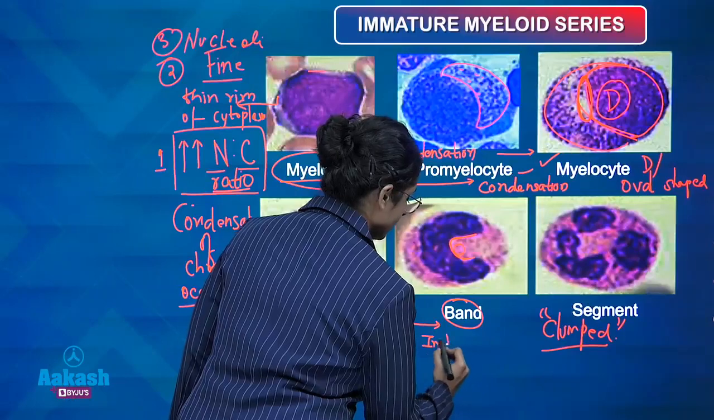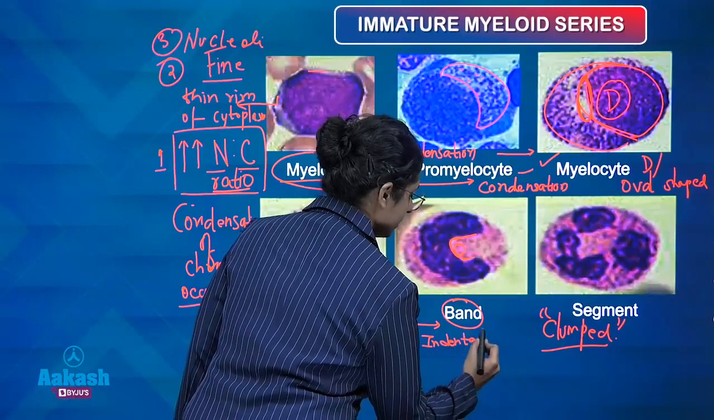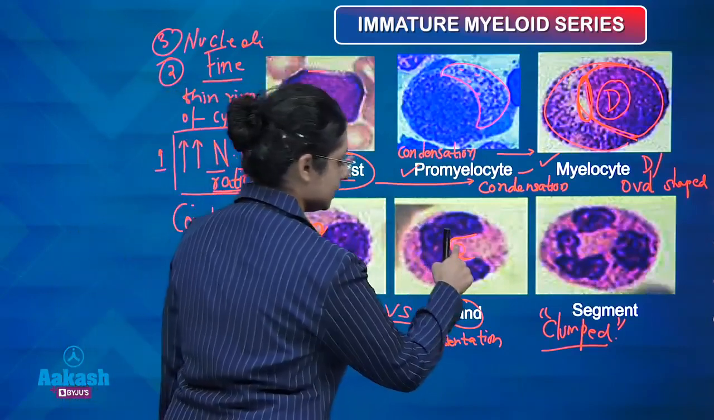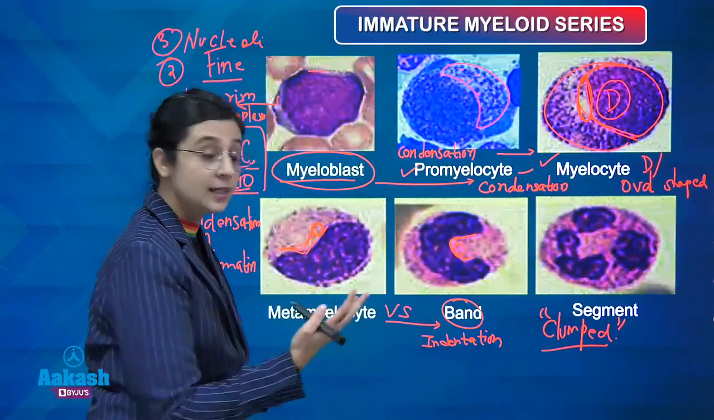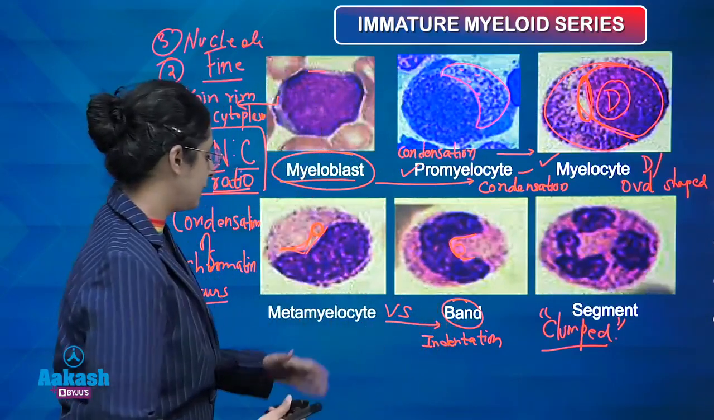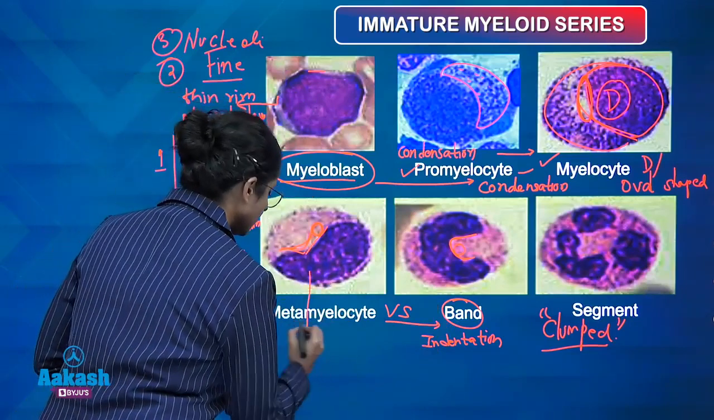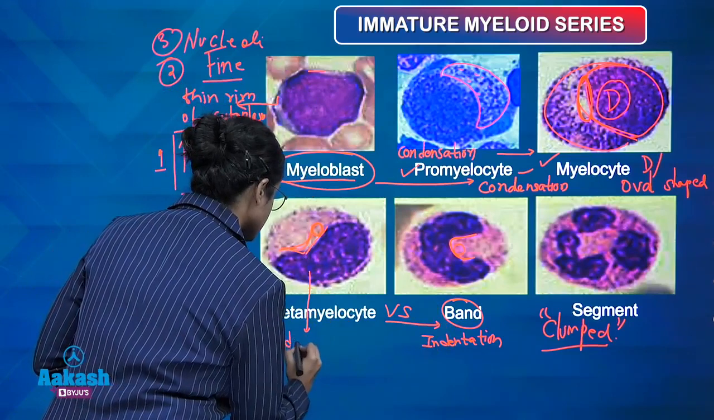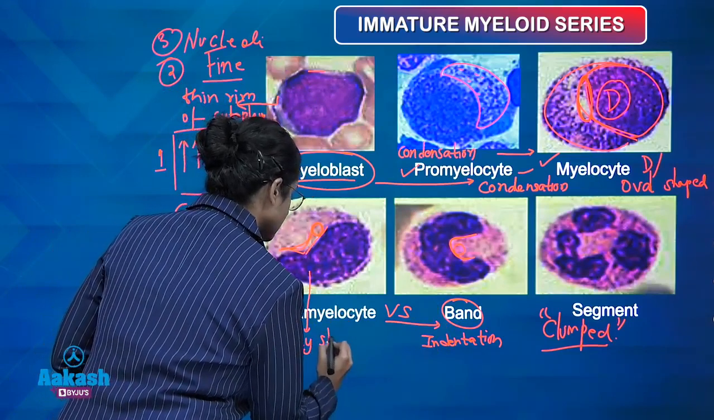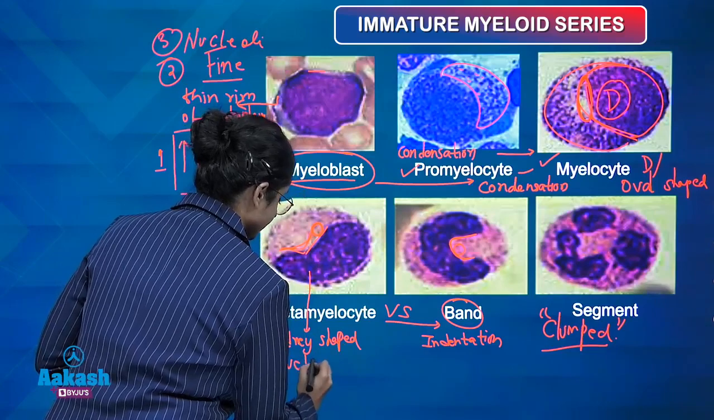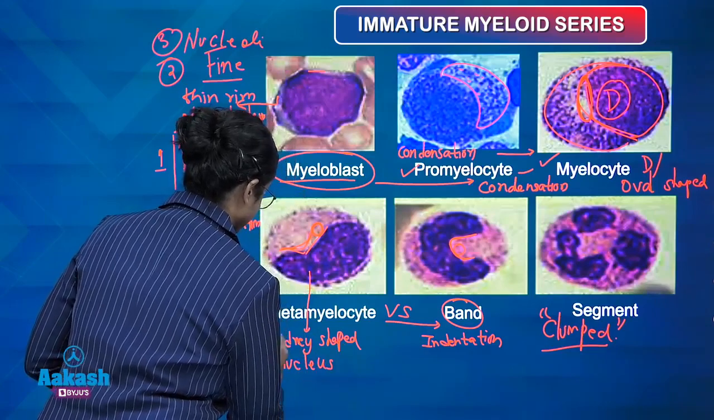So one important way you can differentiate between the band form and the metamyelocyte is the indentation. The indentation is much higher in case of a band form compared to metamyelocyte. And one important thing we have already discussed, the typical kidney-shaped nucleus in a metamyelocyte.